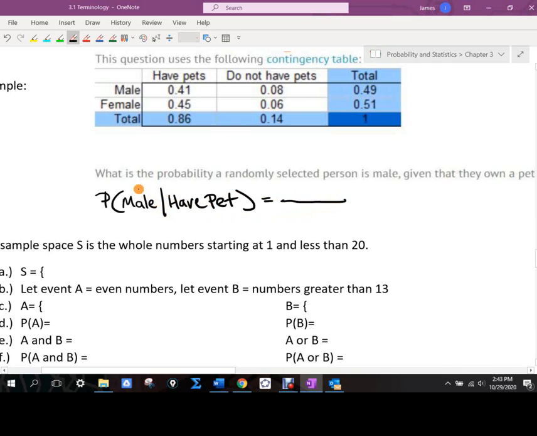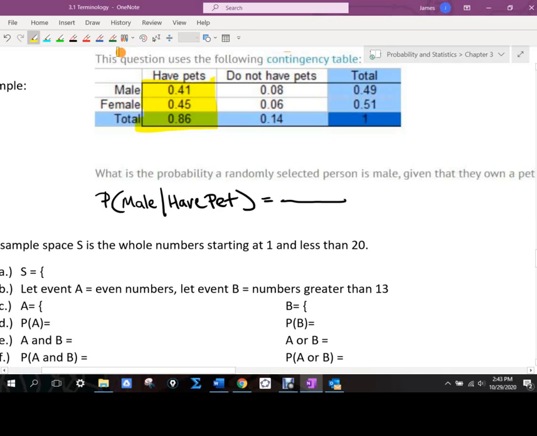being male? My hope is that you see with this contingency table, all we're doing now is focusing on that column right there. I'm no longer dealing with 100% of the population. Does that make sense? Because I'm telling you that you have to have a pet, so only 86% have a pet. Then I have to determine what the probability of being male is out of that 86% of the population.